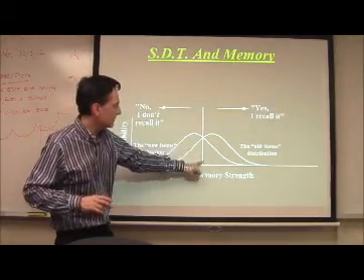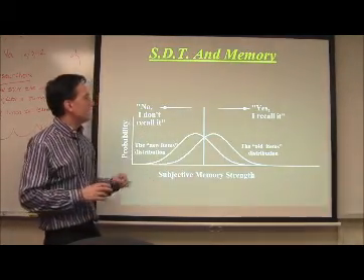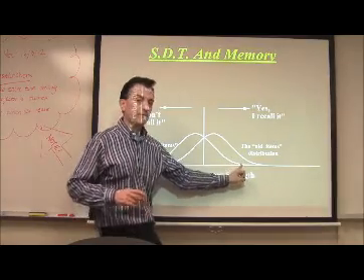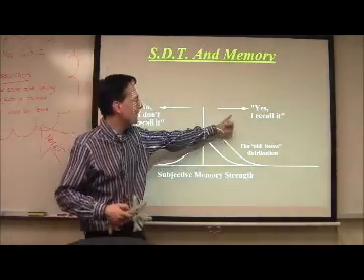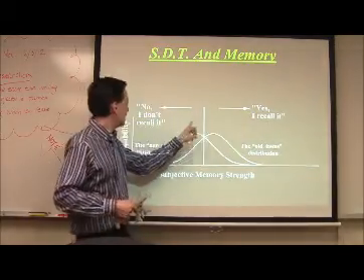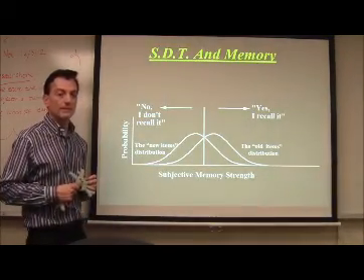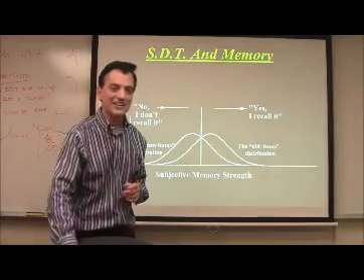So here's my criterion. And if I have a high level of memory strength or neural activity that pertains to that old stimulus, I might say, yes, I recall that. And over here I might say, no, I don't recall that. So it's just like Libby and Connie again.